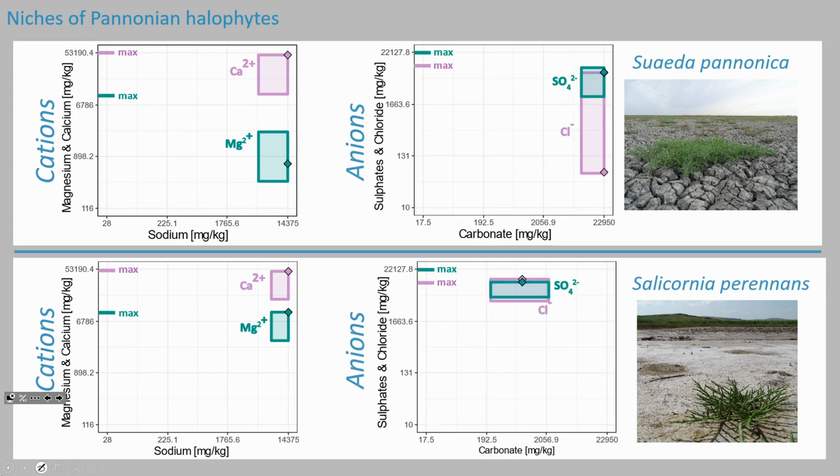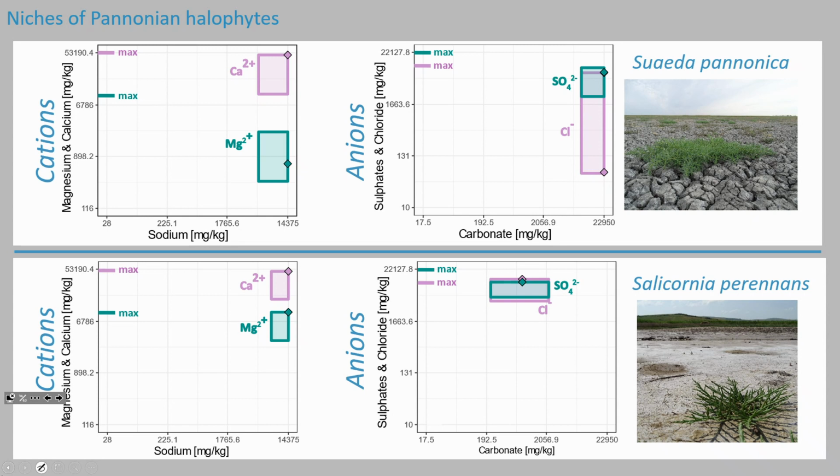But if we look at the anions, we see they do have different niches. If we look at Suaeda pannonica, we see it also has high amounts of sulfates in the soil where it grows, but it is broadly indifferent towards chlorides, and it really prefers to grow where we have high amounts of carbonates in the ground.